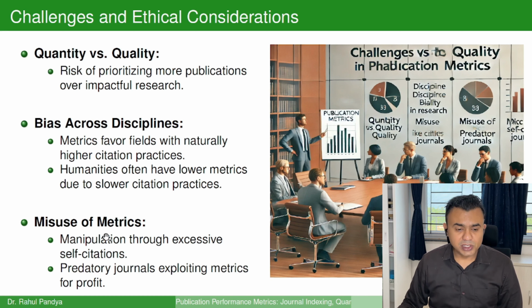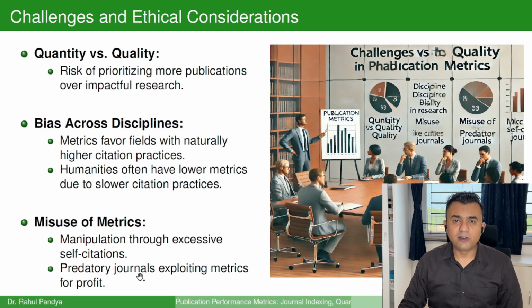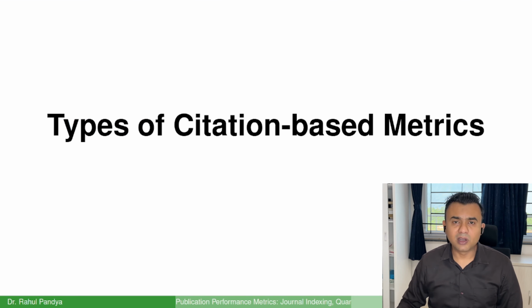There could be a misuse of the metrics also, such as manipulation through excessive self-citation. Often we cite our own papers to increase the citation count, or often we suggest our network or other researchers to cite our papers so that our citation count goes higher. So those are unethical practices that we should be aware of and we should not do. And some of the journals also exploit this kind of performance metric and inflate it to increase their profit or their interest.